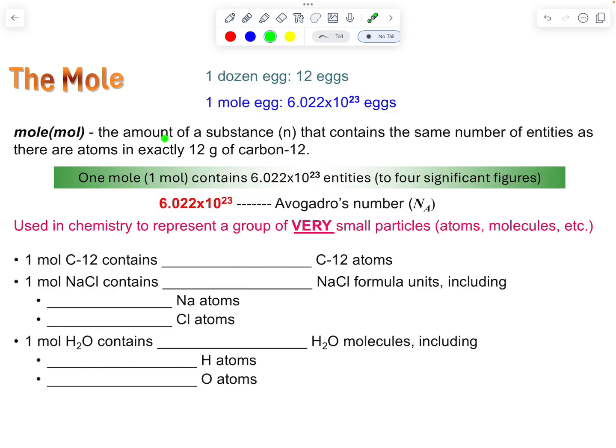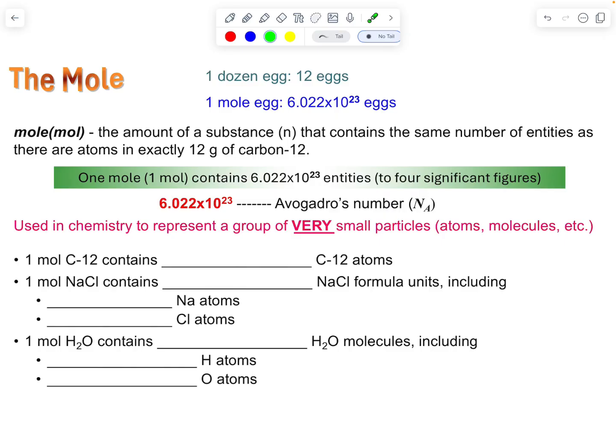A mole is the amount of a substance that contains the same number of entities as there are atoms in exactly 12 grams of carbon-12. Carbon-12 is the most abundant isotope of carbon. In 12 grams of carbon-12, there are 6.022 times 10 to the 23rd carbon-12 atoms, with 4 significant figures. The number could go on, and 6.022 is what we usually refer to. This is also referred to as Avogadro's number.